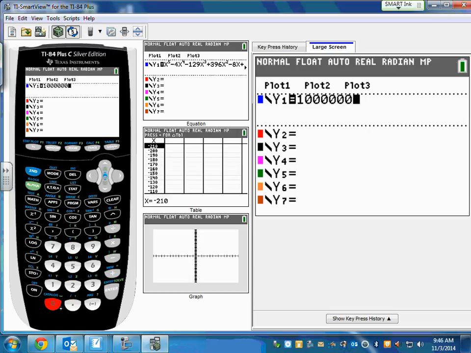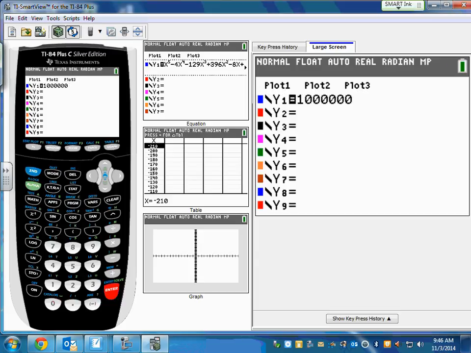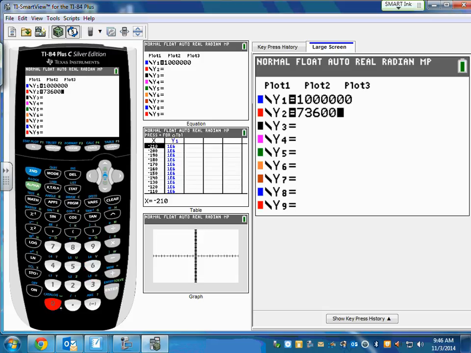Yeah, my on button works. Let's just straight out. How about this? And then I'm going to type in the other function, which I think was 736,000. Is that true? Yep. Parenthesis, times 1. I forget what it was.